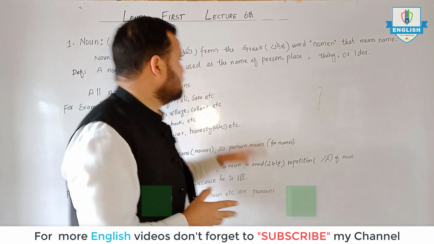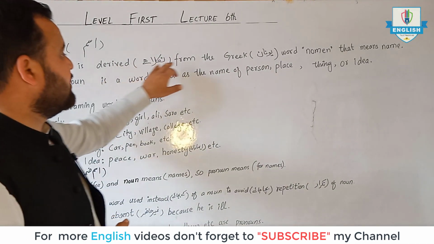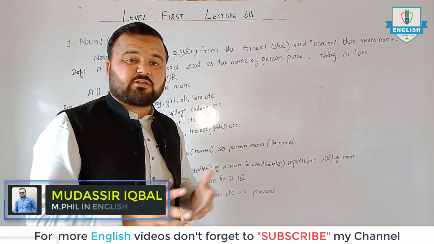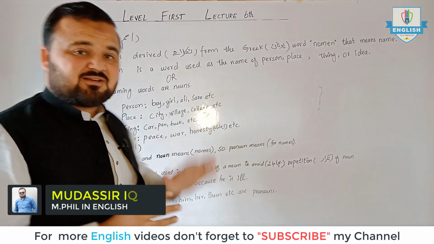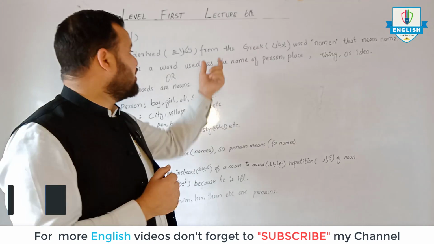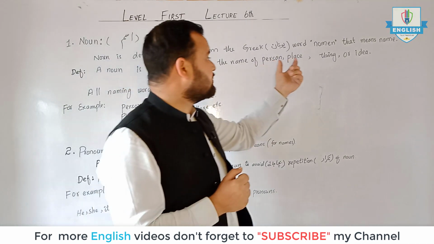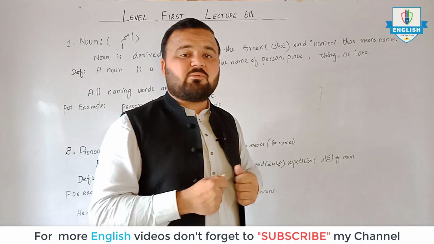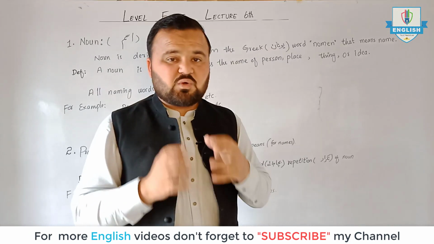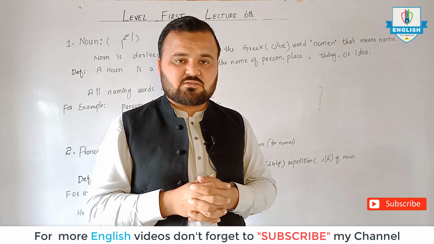What is noun? Ism. So noun is derived from a Greek word. It is not an English word. The word noun is not an English word. It is derived from a Greek word, Nomen, which means name. So the word noun is derived from the Greek word nomen, which means name.